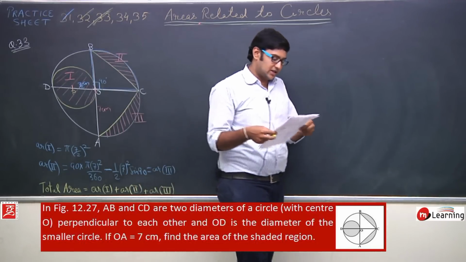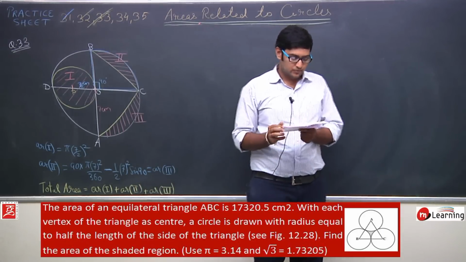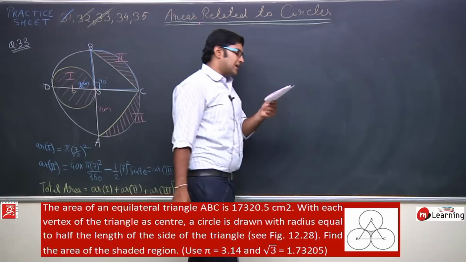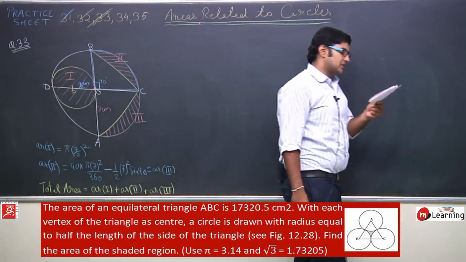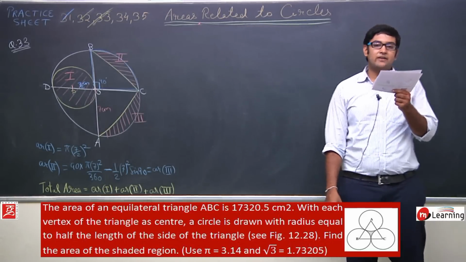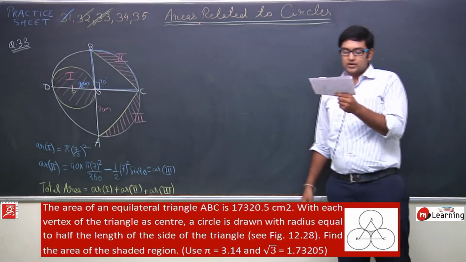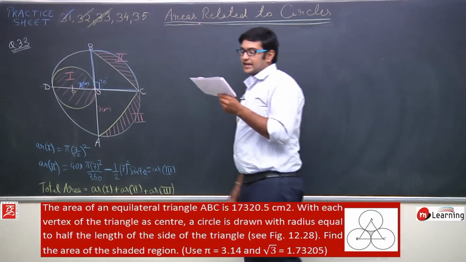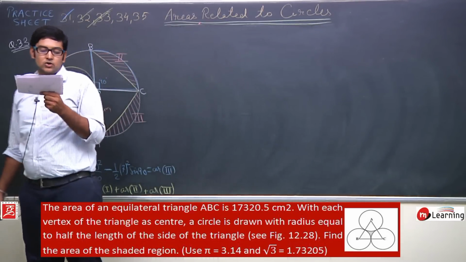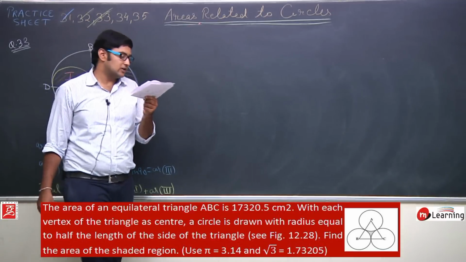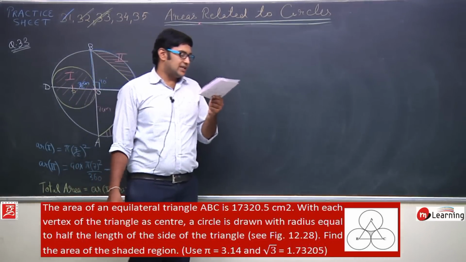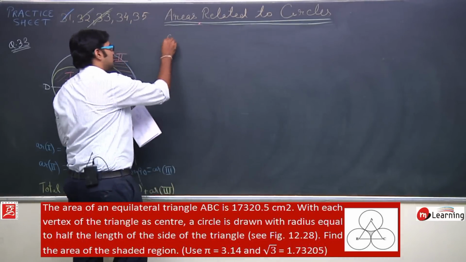Now let us discuss question number 34. Question number 34 says the area of an equilateral triangle ABC is 17,320.5 centimeter square. With each vertex of the triangle as center, a circle is drawn with radius equal to half the length of the side of the triangle. Okay. Find the area of the shaded region. So question number 34.